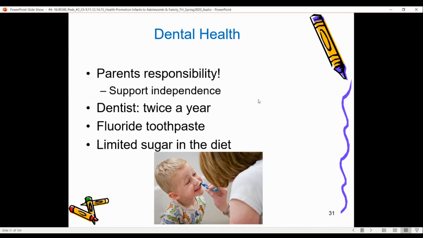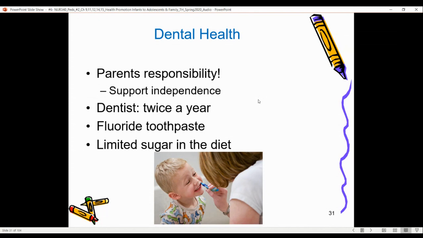By 3 years of age, usually that's when we're starting maybe some x-rays, maybe some teeth cleanings at that point. But usually in the toddler years, it's just a checkup still, making sure the teeth have all come in healthy, the gums look healthy, they don't have any cavities. Fluoride toothpaste, I mentioned we start at 2 years of age, and then we want to limit sugar in the diet.